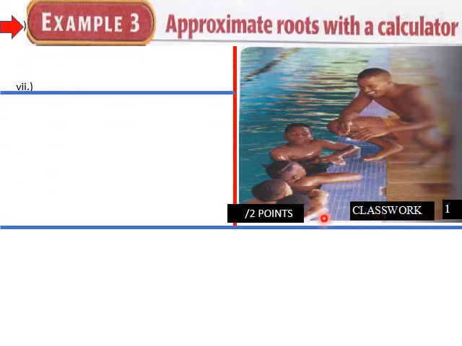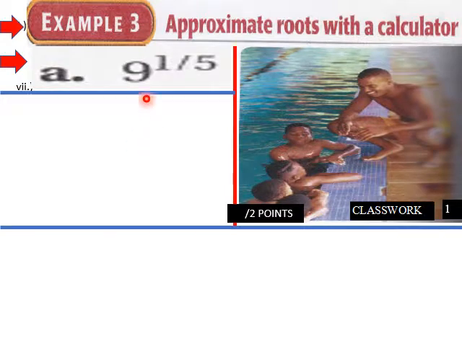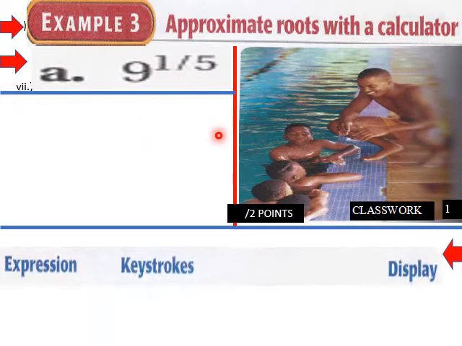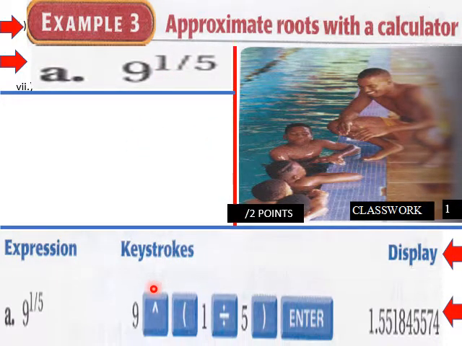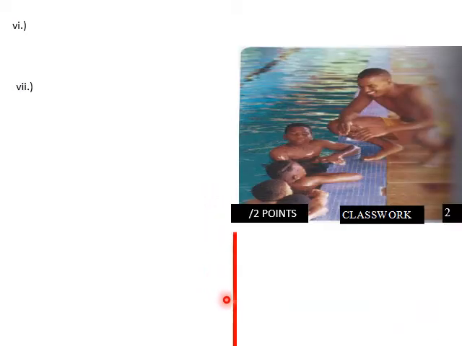So page 1 in your class worksheet, we're going to start with example 3, approximate roots with a calculator. 9 to the 1/5 power: we enter 9, then the caret, and then in parentheses 1 divided by 5, close parentheses, then enter. Then here is your number for the 5th root of 9. That's the way you would find the 5th root using a calculator.